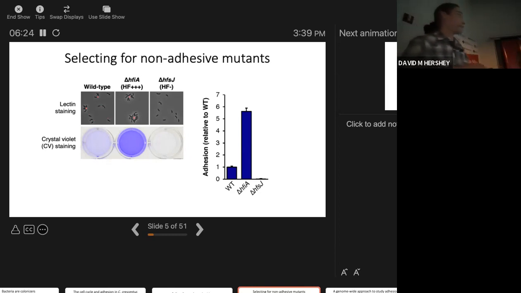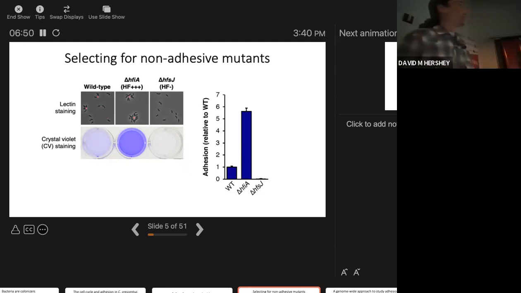We have wild type Caulobacter, and we have a hyperadhesive mutant. This is a deletion of the holdfast inhibitor A gene. And we have a non-adhesive mutant where we've deleted this holdfast synthesis J gene. And so what you can see here is we're using this assay at the bottom called a crystal violet staining assay. So we're just growing these cells in liquid culture in a microtiter plate. We dump the culture, we wash the wells, and we stain the cells that remain attached.